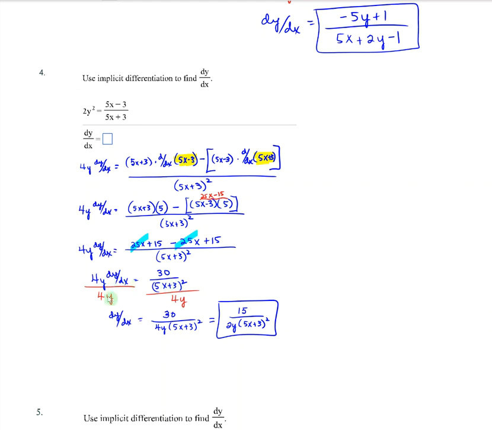Now I can divide by 4y. So I have this business. And remember, when you have a double denominator, this part of the denominator can come right here because they're both being divided. So dy/dx is 30 over 4y times this squared. And 4 and 30 both are divisible by 2, and that's what I did there. So that one is pretty straightforward.